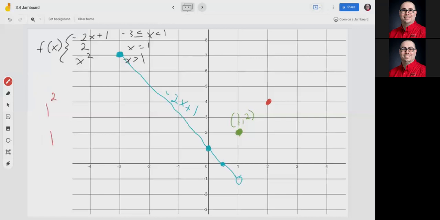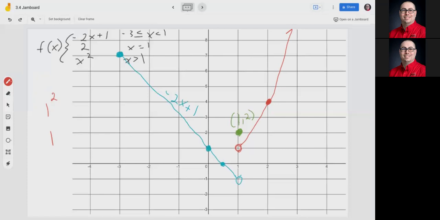So we're going to put the open circle there, and then this is going to swoop through there and continue on. That's not very good. I would try to draw that again. And there we go. That's heading towards 3, 9. And that's our little quadratic parabola coming off the side there.